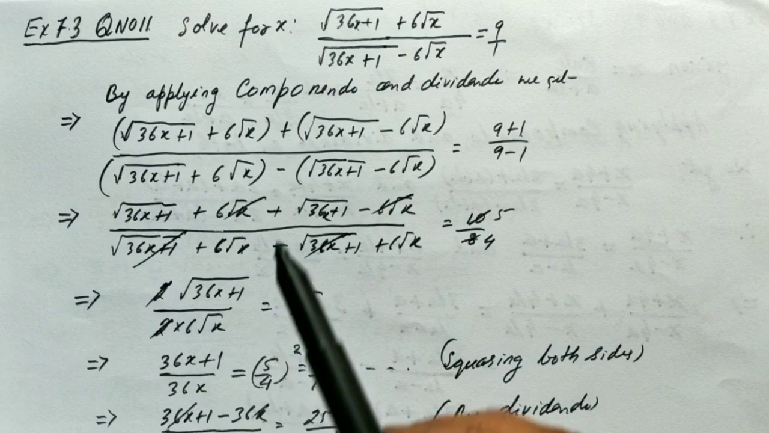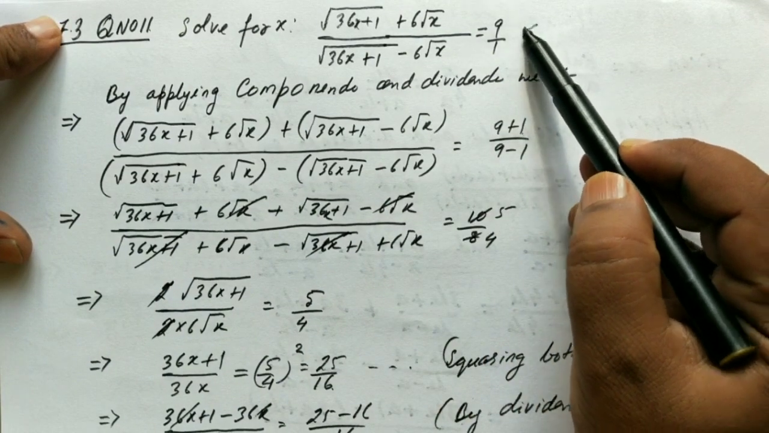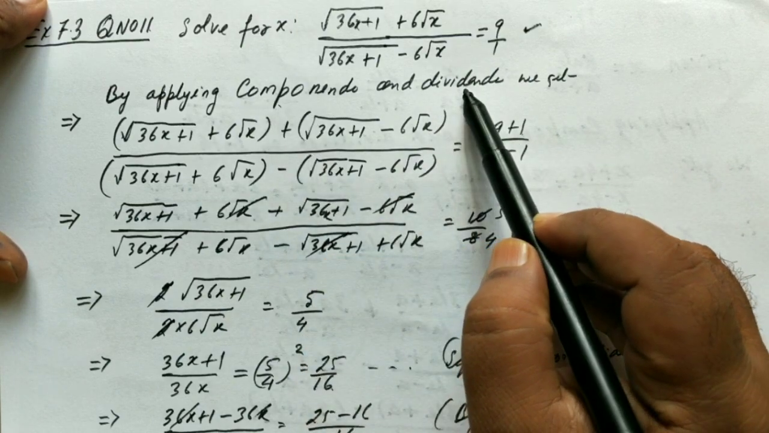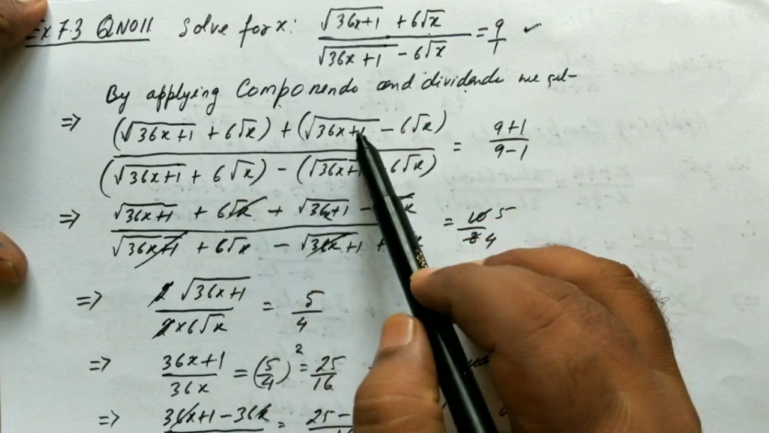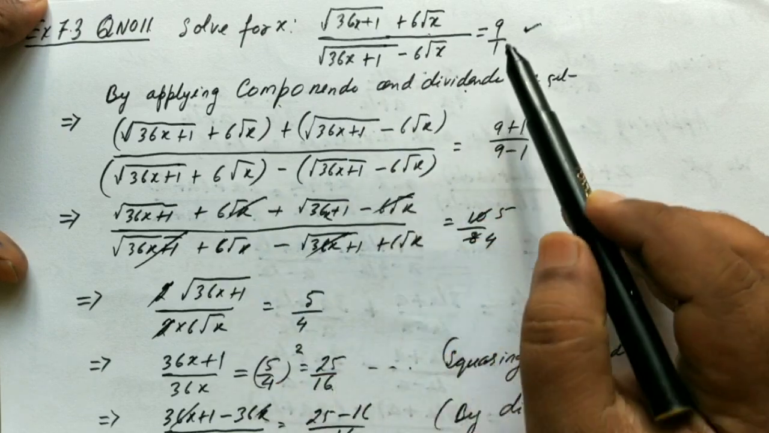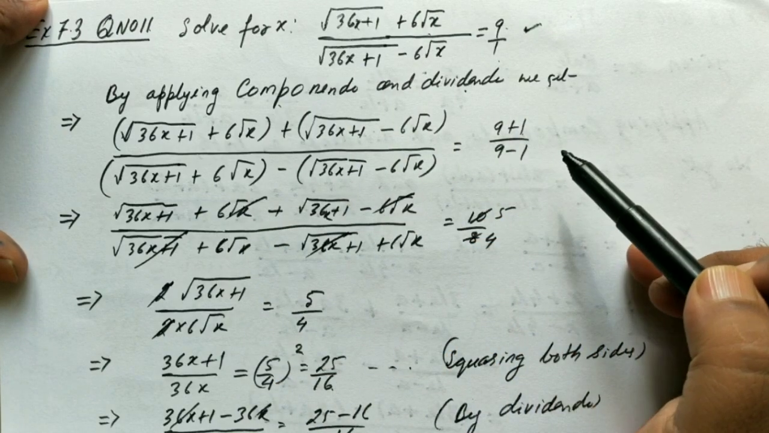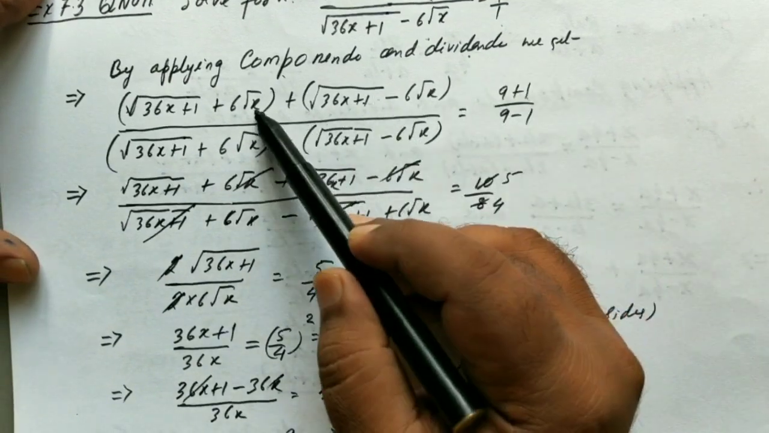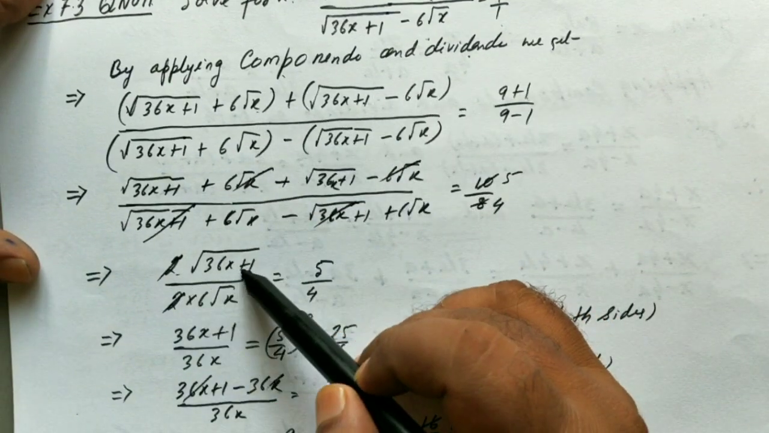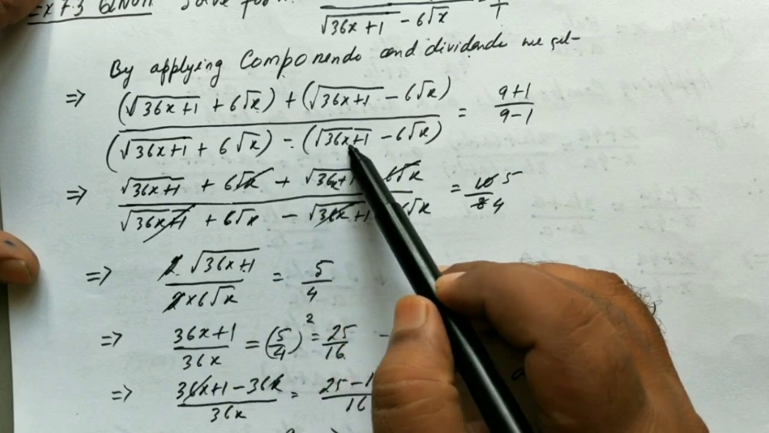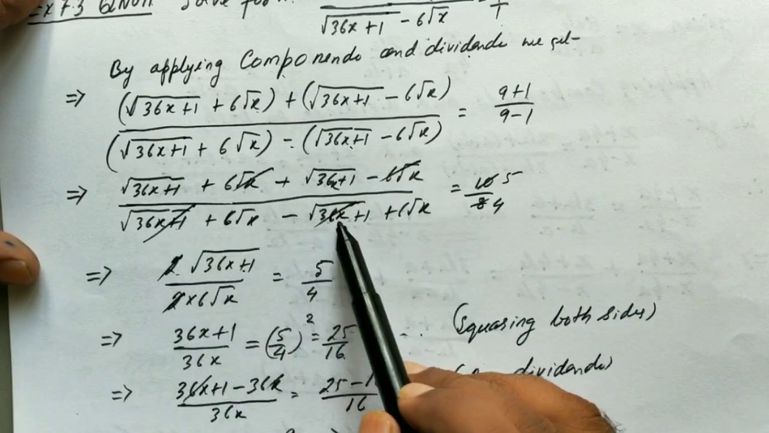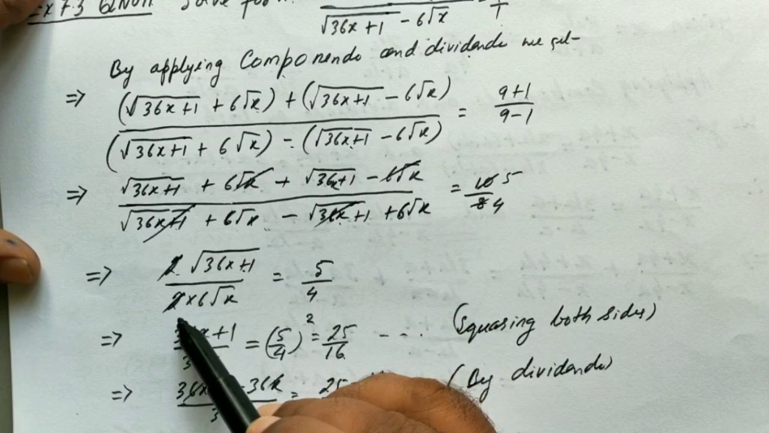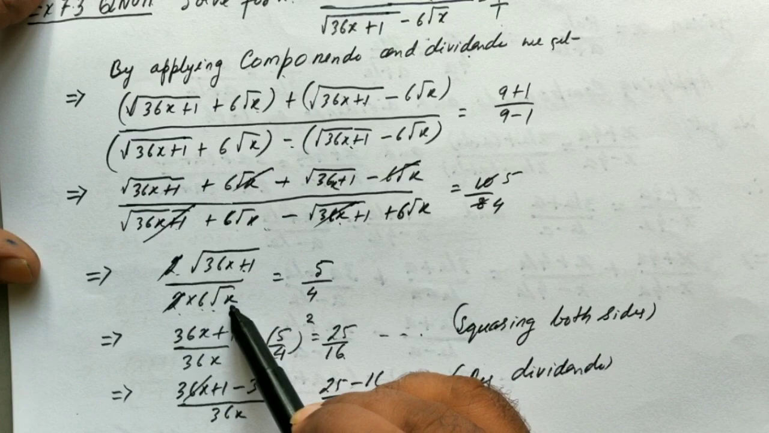This is question number 11. This is the question. Now I am going to apply componendo dividendo. Numerator plus denominator, and numerator minus denominator. 9 plus 1, 9 minus 1. Now, by simplifying, this will get cancelled. I get 2 into this, minus this plus this. Here this will get cancelled. 6 root x plus 6 root x is equal to 2 into 6 root x.